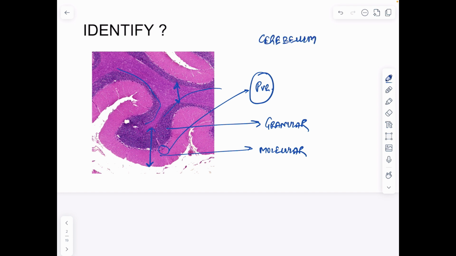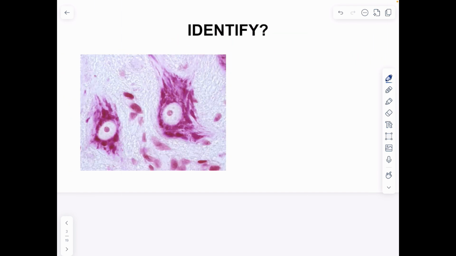Now another point is, what is this inner layer? This inner layer is that of the white matter, right? Which is centrally located. It contains myelinated nerve fibers and it forms a characteristic tree-like branching pattern which is seen in the cross sections. Hopefully you will be able to identify the cerebellum layer if at all it is provided to you in the question.